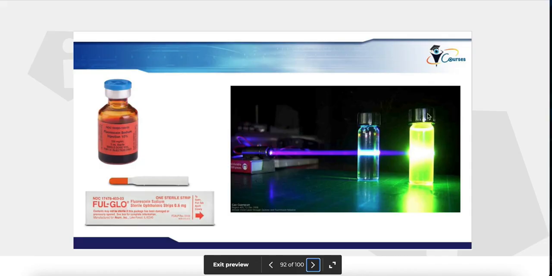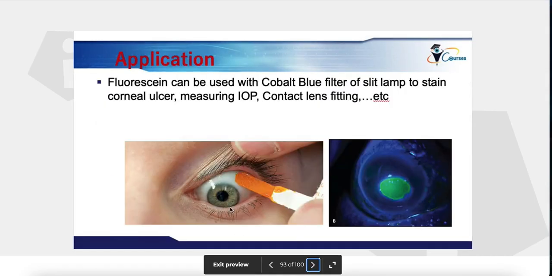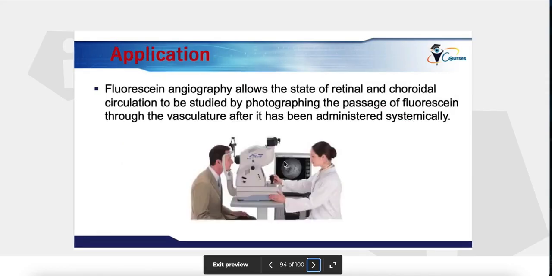This solution has sodium fluorescein and it is stimulated by the blue light, so you can see it is emitting green light. And if we stop this blue light, this green light will stop. Examples are the fluorescein strips and the fluorescein solution used for injection in fluorescein angiography. The fluorescein strips can be used for measuring the intraocular pressure and staining of the corneal ulcers, while in fluorescein angiography, the fluorescein is used for intravenous injection in order to delineate the choroidal and retinal vasculature.